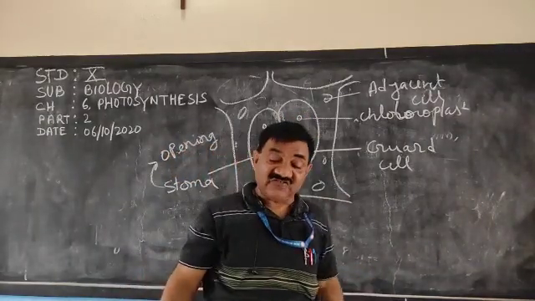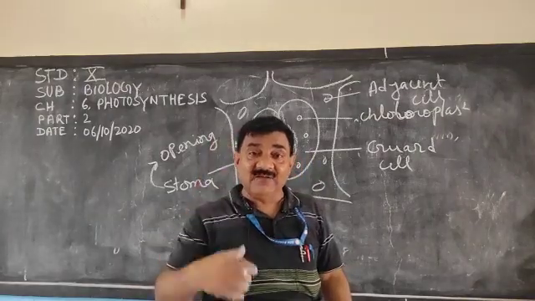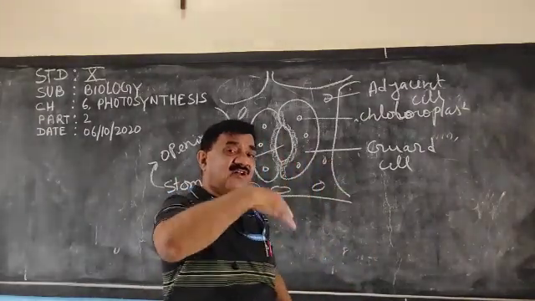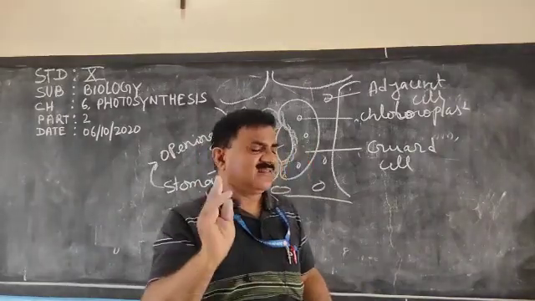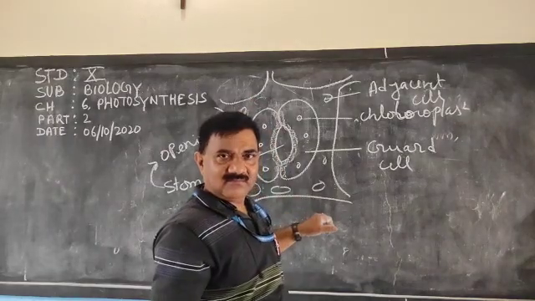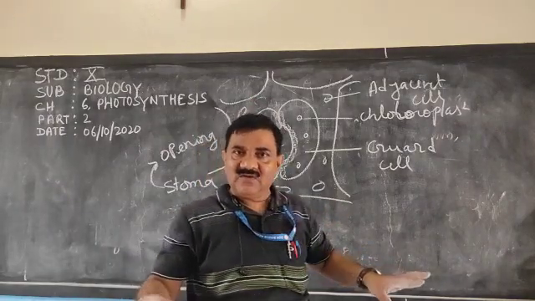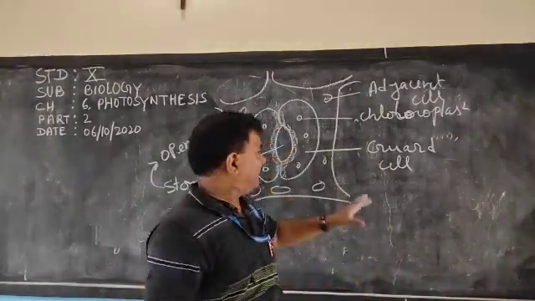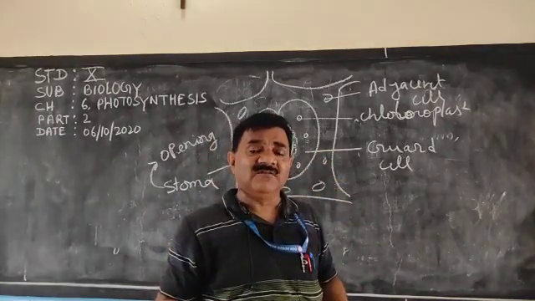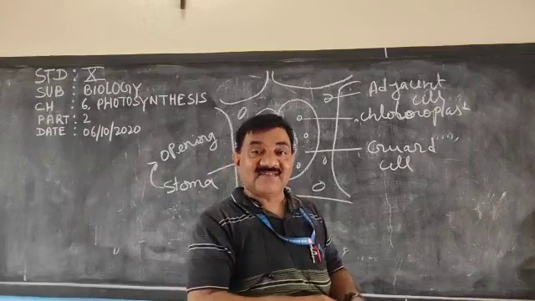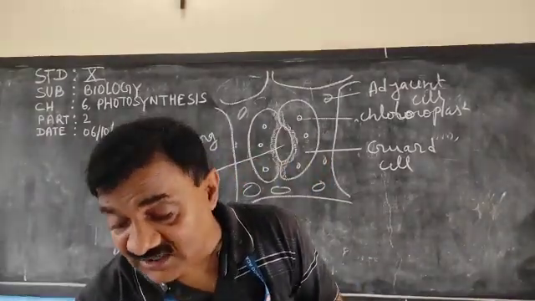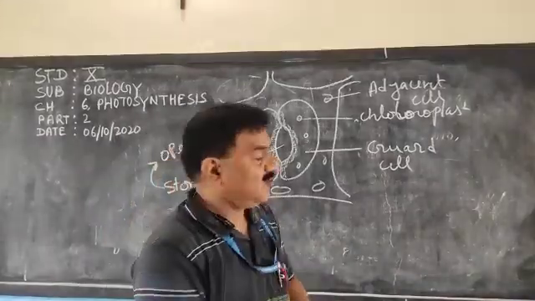Now our question, how will the guard cell become turgid? When it absorbs more water. From where will water be absorbed? The water will be absorbed from the adjacent cell, the side cell. Now the question arises, how will the water be absorbed? Opening and closing of stomata has two theories.